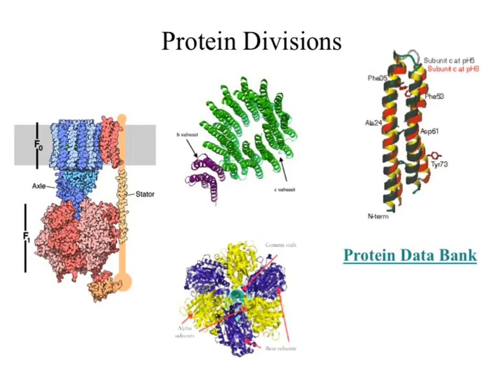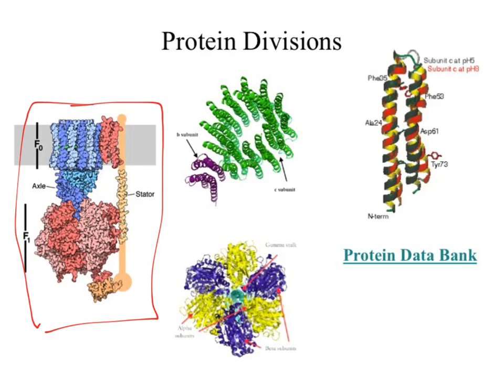Okay. So chapter 4 kind of gets into the divisions of how we can look at an individual protein. So on that extreme left side of our image or our slide here, we've got that ATPase that we talked about before. What we see here is what's typically classified as the quaternary structure.